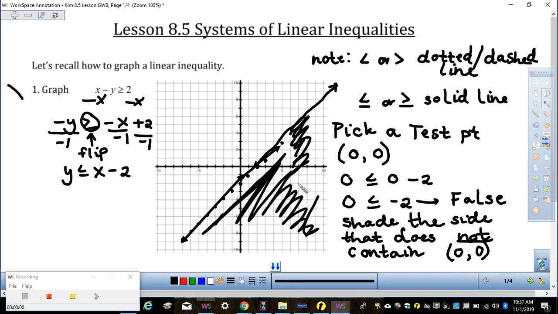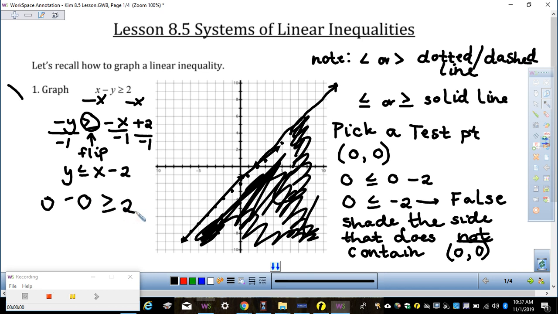Yours will be a lot nicer than the way mine looks right now. But as long as it's clear to me which side of the line you are shading, I'm happy. Keep in mind that if we had instead plugged our test point 0, 0 into the original inequality up here, x minus y greater than or equal to 2, you should still get the same result. So in this case, I have 0 is greater than or equal to positive 2, which is still false. So we've got double verification here that we should be shading below the line.